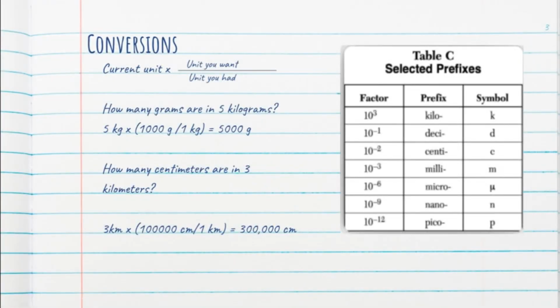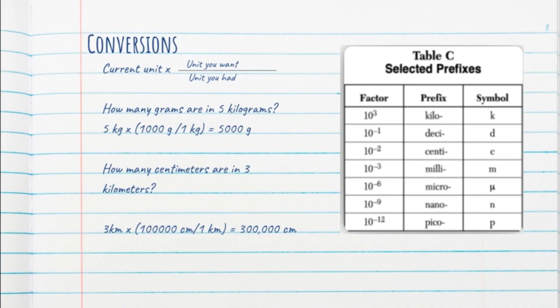Moving on to conversions. In order to convert units, you need to start with your current unit multiplied by the unit you want to convert it to over the unit you already have. So if we were asked how many grams are in 5 kilograms, we start off with 5 kilograms times 1,000 grams over 1 kilogram because we're trying to get to grams, and 1 kilogram is 1,000 grams, and we'll get 5,000 grams.